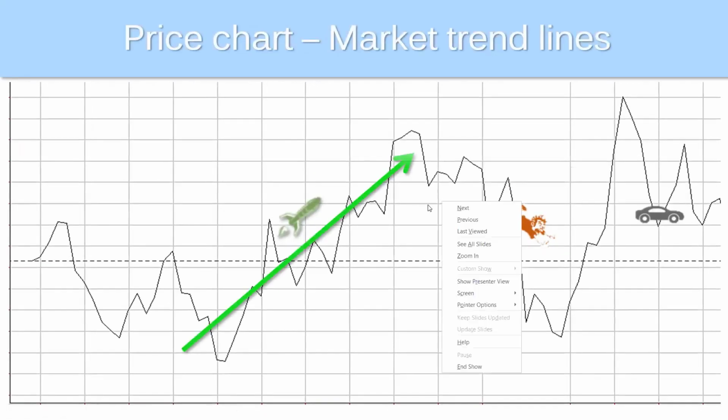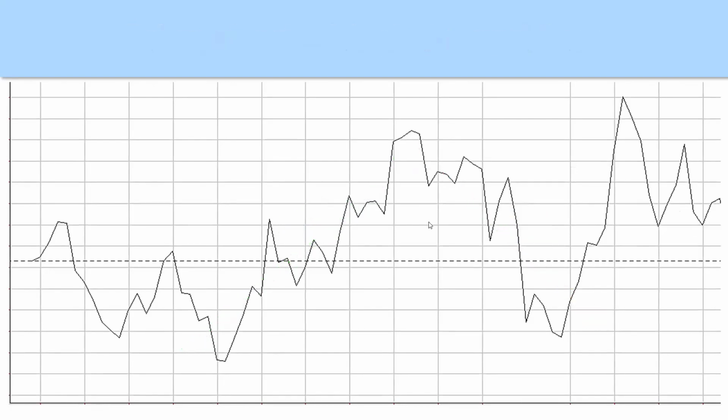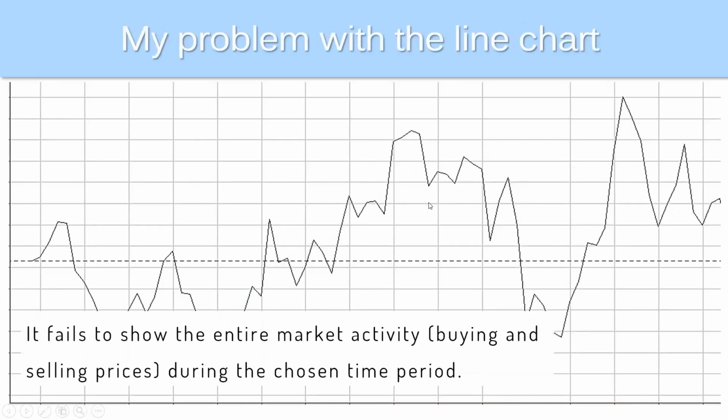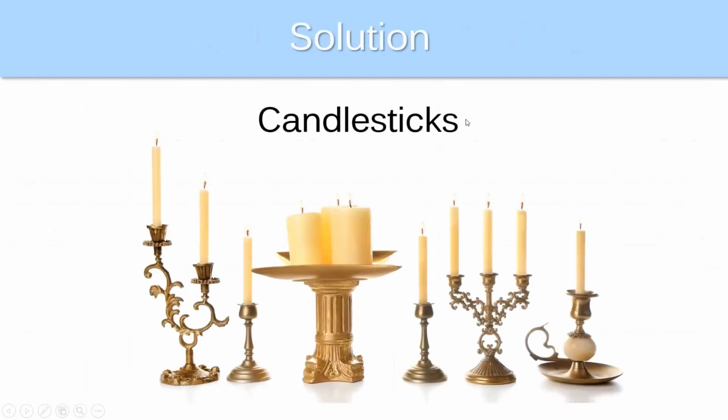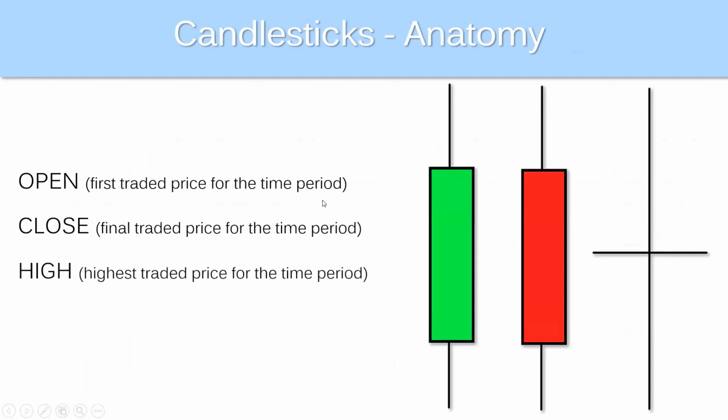A market can move up, so we're talking about movements. A market can drop, and a market can move sideways. That is it. The problem with the line chart is that it fails to show the entire market activity, which is the buying and selling prices during the chosen time period. So the solution is candlesticks. With candlesticks, you have the open price, the closing price, the high, the low, and the prices between there.